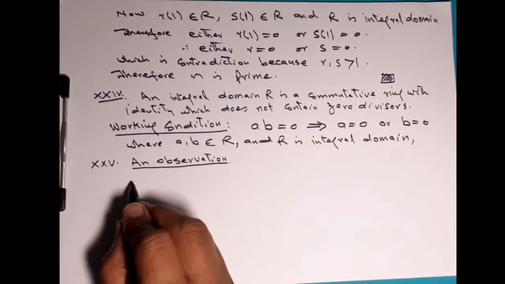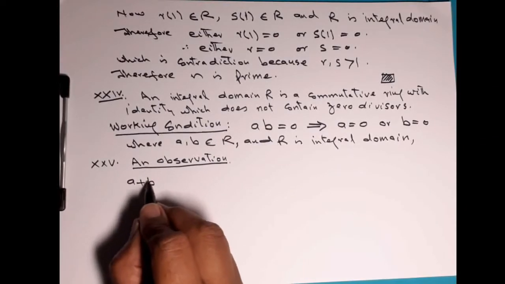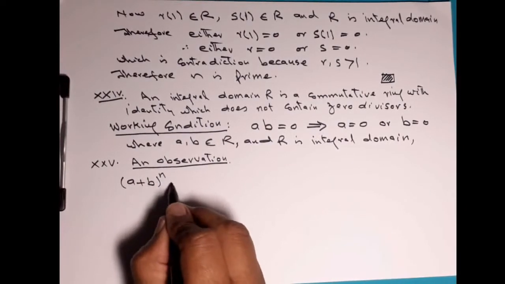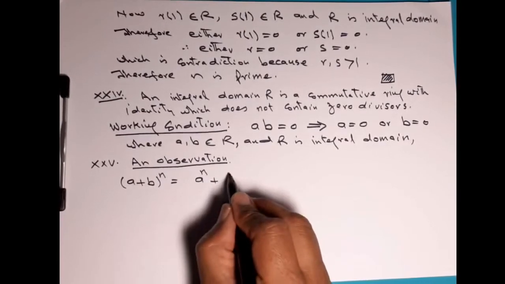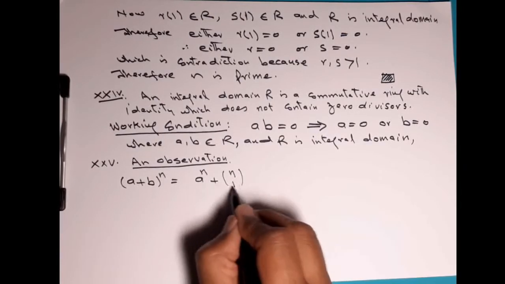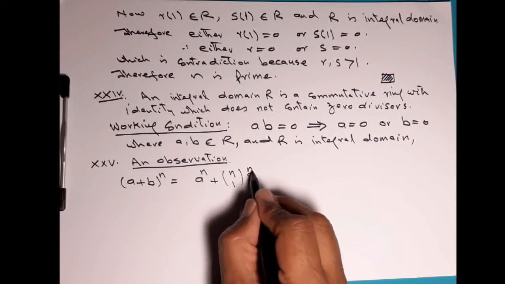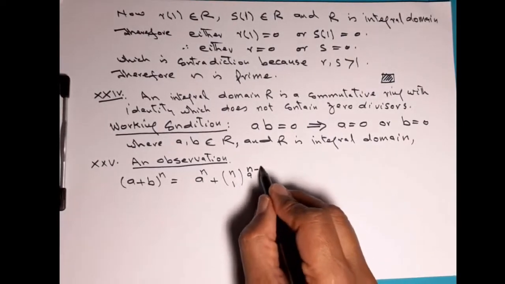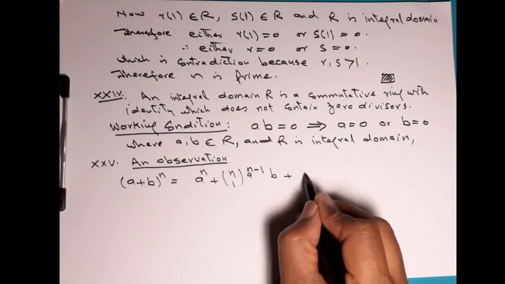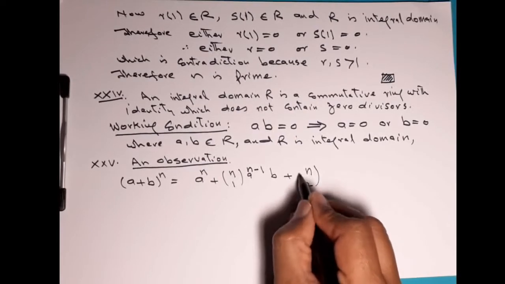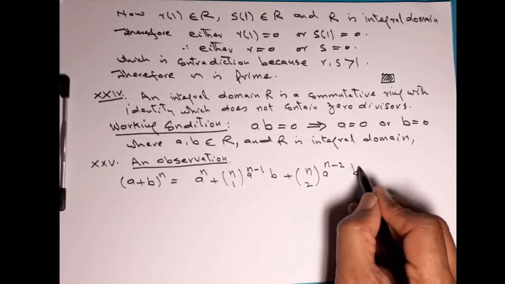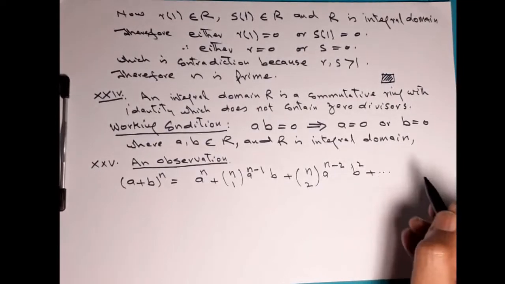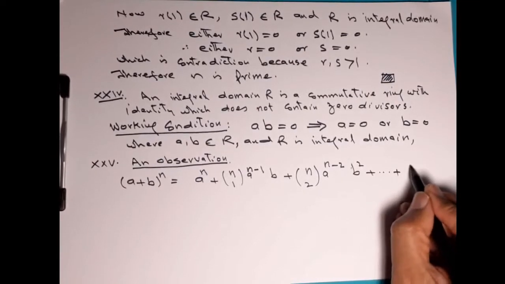You say that (a plus b) raised to power n is equal to a raised to power n, then plus nC1 a raised to power n minus 1 into b, then plus nC2 a raised to power n minus 2 b raised to power 2, and so on, where n is a finite number, please remember that, plus at the end you get b raised to power n.